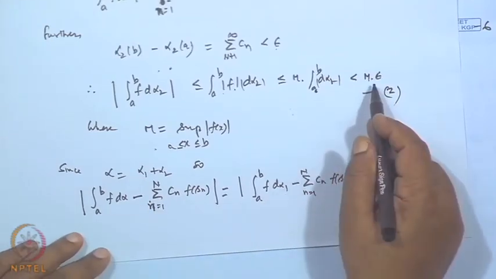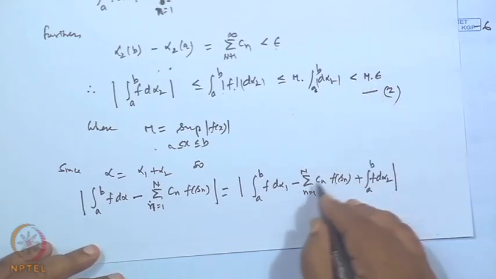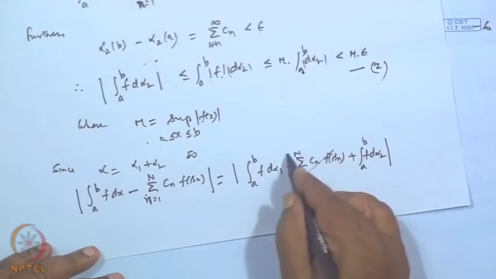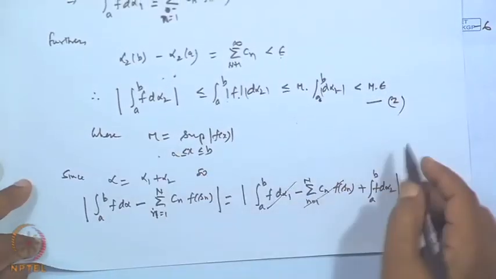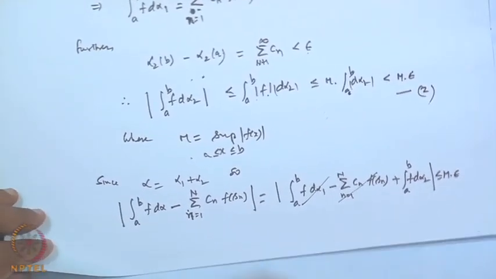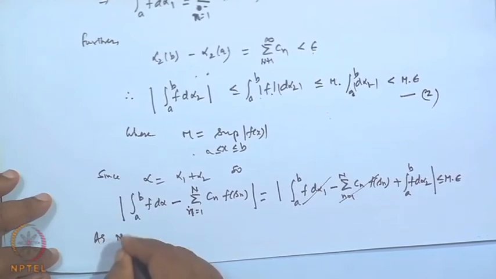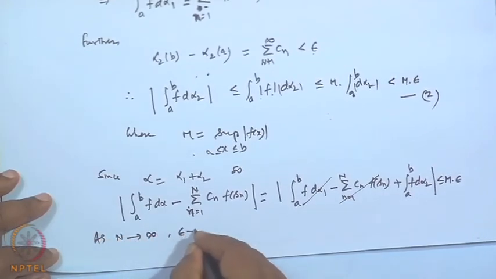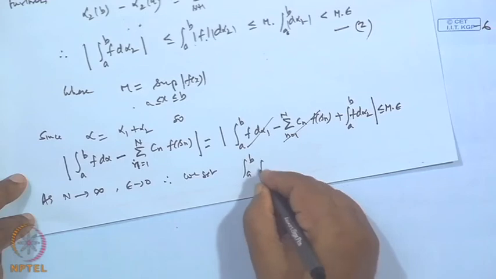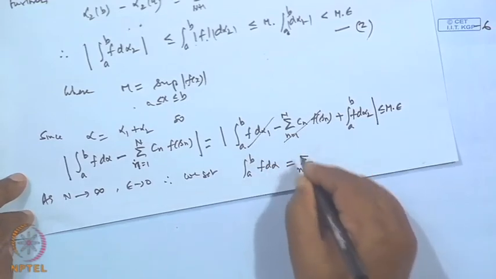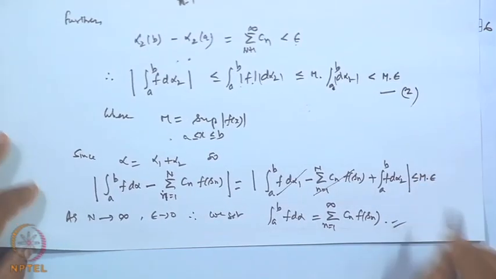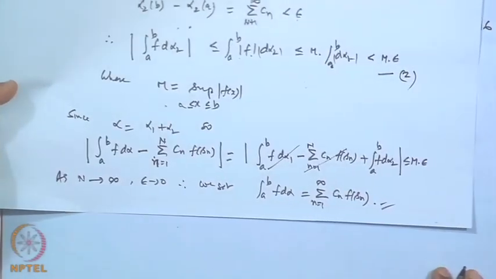Now, alpha 1 is the same as this, so this part is 0, this cancels, only this part is left, and this part we have shown is less than m into epsilon. So, it is less than or equal to m into epsilon, but epsilon is arbitrary. So, as n tends to infinity, epsilon will go to 0. Therefore, we get the integral a to b f d alpha is nothing but the sum from n equal to 1 to infinity of C n f of S n, and that completes the result. Okay? That's the result. So, is this one clear?